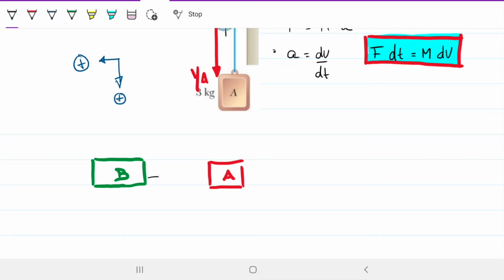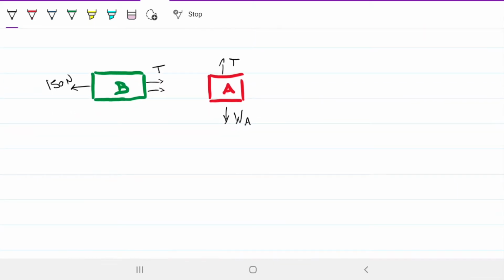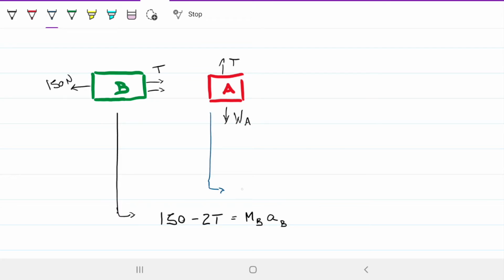For B, we have two of the tensions pulling it like so. We have the force of 150 newtons pulling it like so. Upwards here we have one of the tensions, and downwards we have the weight of A. And what I'm going to write now is Newton's second law for this guy. The leftwards being the positive direction is going to give me this relationship here, to be equal to mass times acceleration of B. Okay, and for this guy, same thing, right? Because I'm saying that downwards is positive, then that means that the weight of A minus the tension will be the mass of A times the acceleration of A.